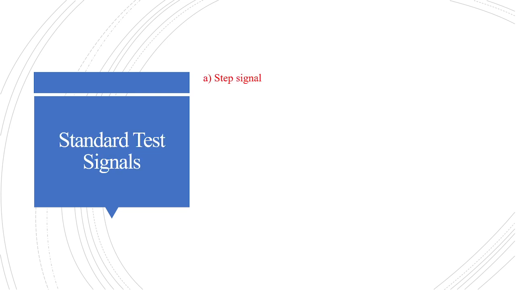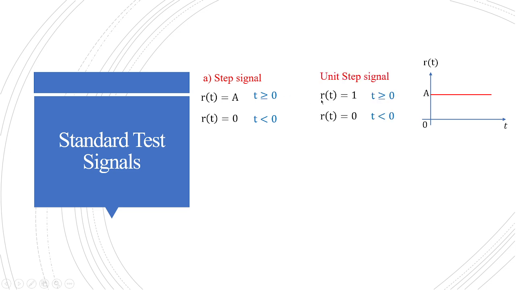So the standard test signals, how do they look? If you take a step signal, R of t is plotted versus t, which is nothing but equivalent to A. You can see there is no variation in the graph of A when time is varying, but A is not varying. So R of t is equal to A for t greater than or equal to 0, and R of t is equal to 0 for t less than 0. This type of signal is known as a step signal. And if you replace A by 1, it becomes a unit step signal for the same variations of t.